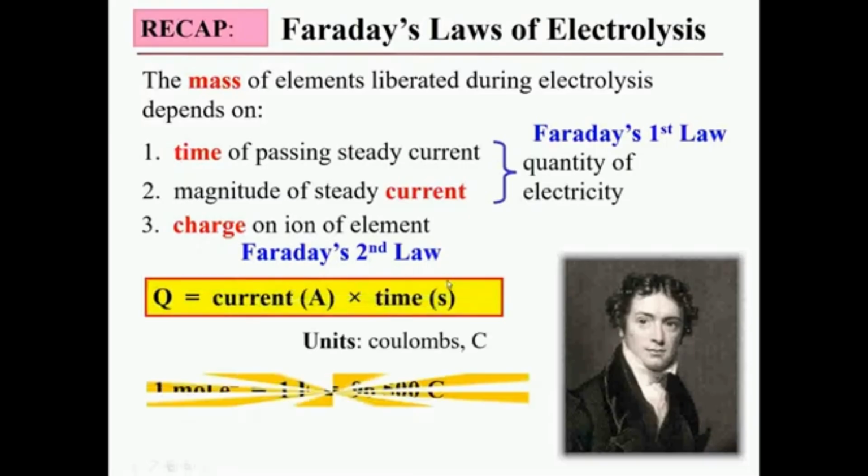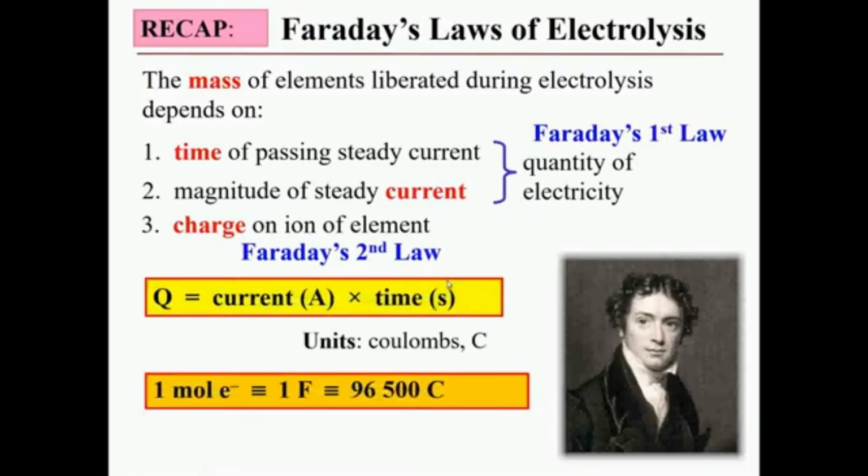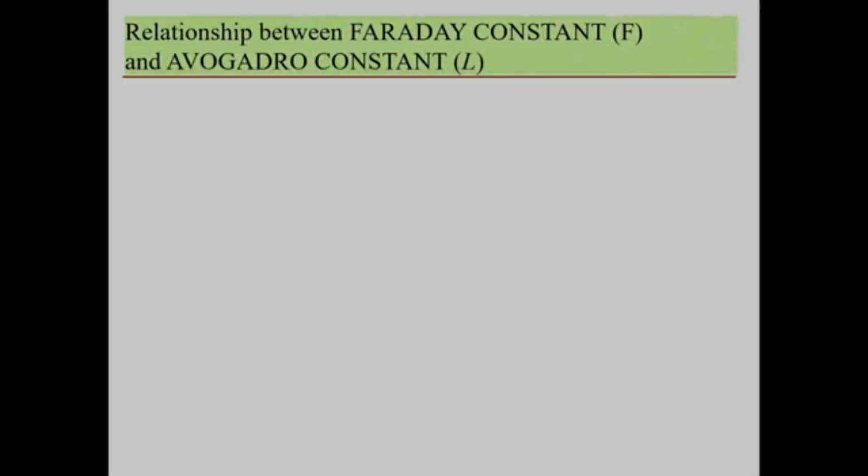So we have quantity of charge, Q, equals current times time, current in amperes, time in seconds, and the unit of Q is coulombs. And 1 mole of electrons has a charge of 1 Faraday, which has a value of 96,500 coulombs.